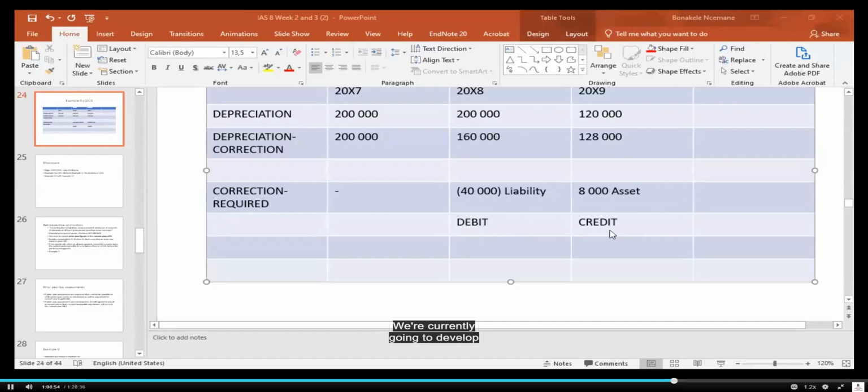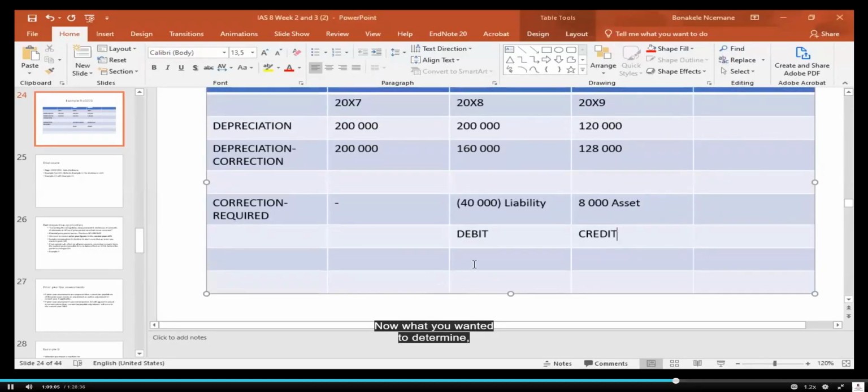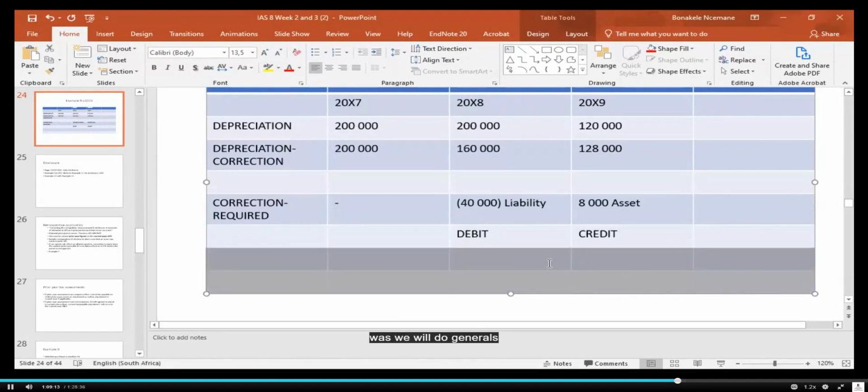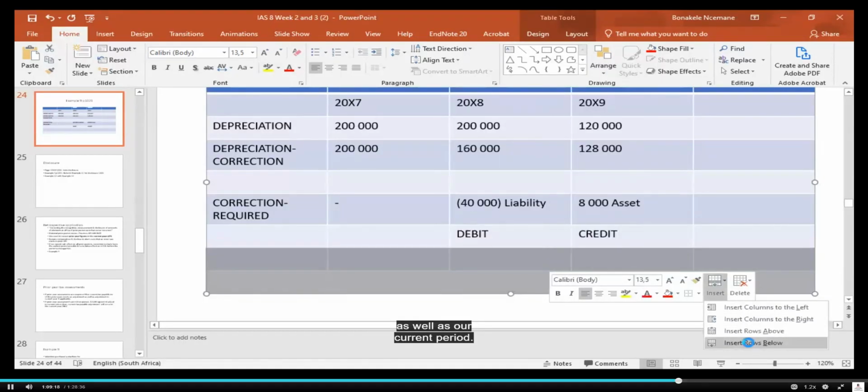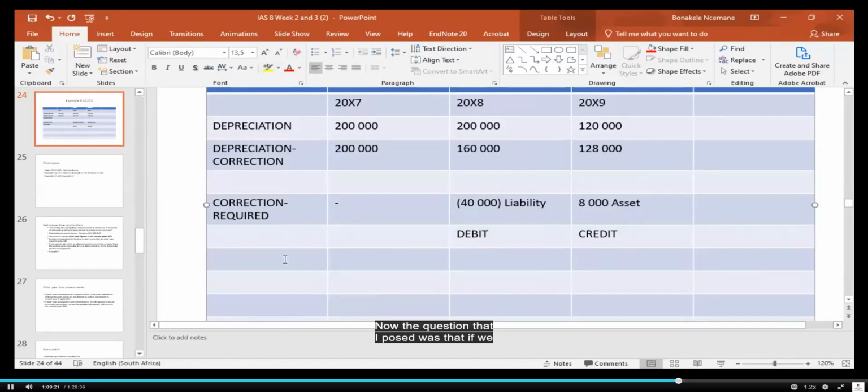So we're currently going to develop journals based on the scenario that we've just done. What we wanted to determine was what do we debit and what do we credit? The first thing that we said was we will do journals for our prior periods as well as our current period. Now, the question that I posed was that if we've got a December 20X9 financial year end, which year end is our prior period?